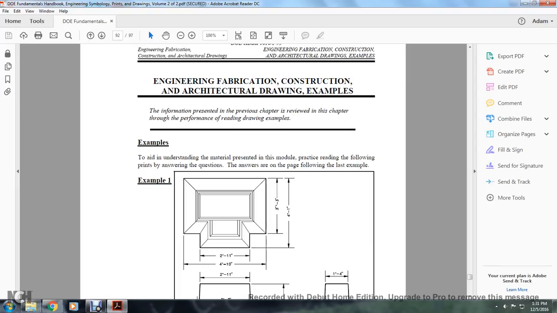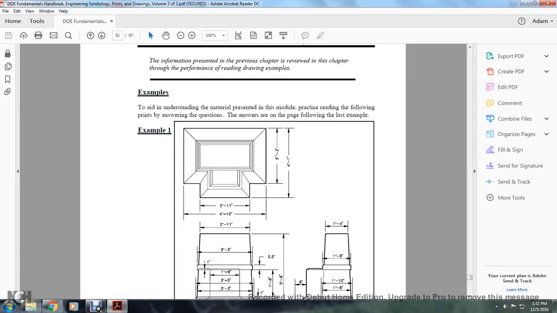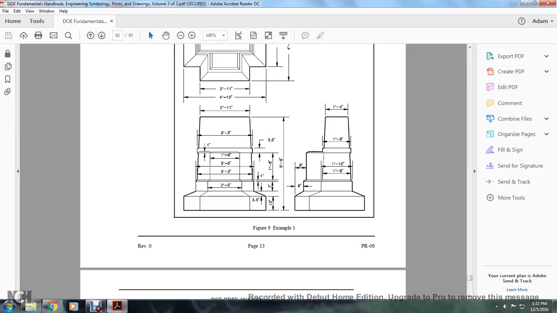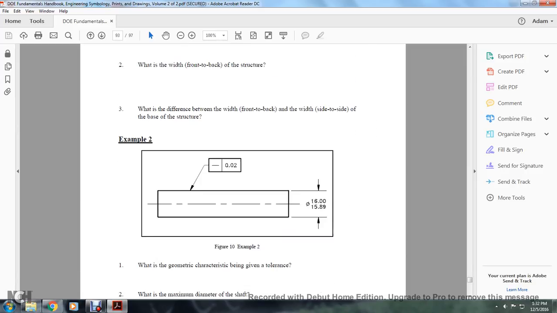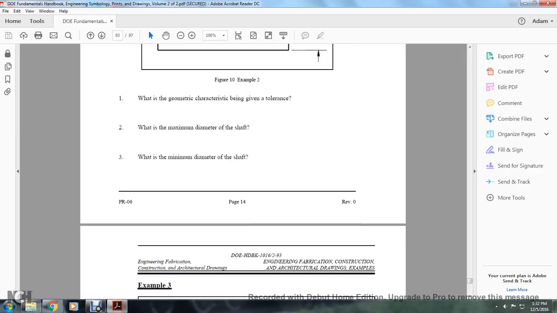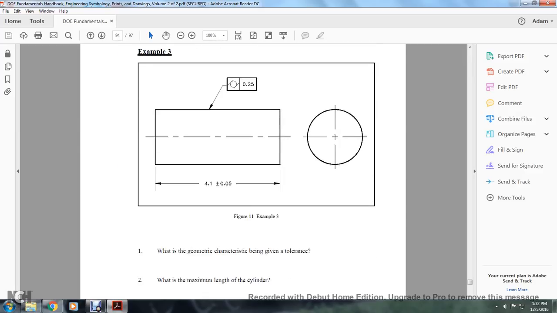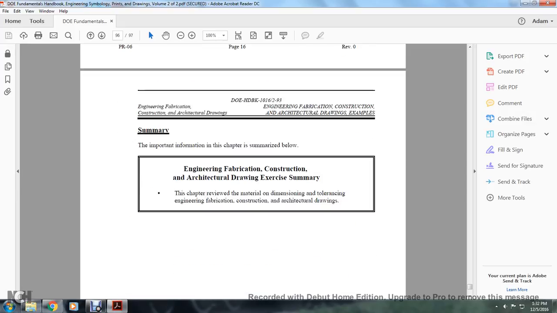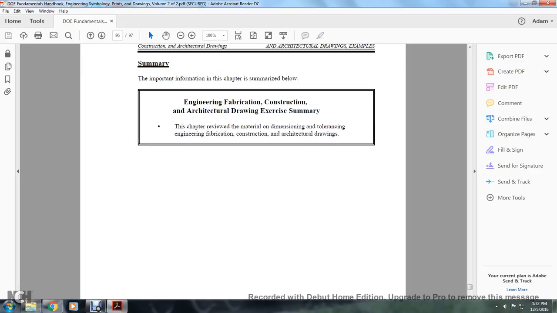Practice reading the following prints and answering the questions, with the answers on the following page. Figure 1 shows example 1 with the dimensions and graphic view. Figure 2 shows the dimensions. Example 3 is another cylindrical example. And then answers and questions. Summary: the information of this chapter is summarized below. Engineering, fabrication, construction, architectural drawing exercise. Summary of the chapter review of the material, dimension, tolerance, and engineering, fabrication, construction, architectural design.